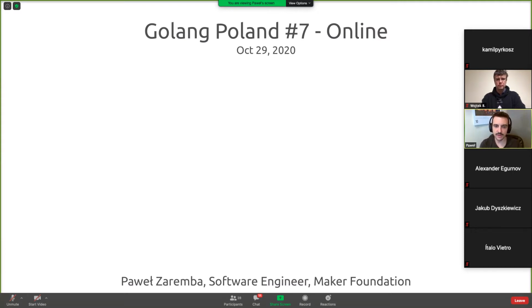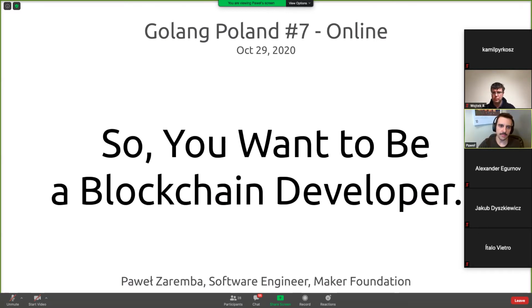And the Maker Foundation is an organization that is facilitating the development of MakerDAO, which is a protocol on the Ethereum network that allows for collateral-backed stablecoins to be minted based on your collateral from other cryptocurrencies. And my talk today is about developing blockchain.